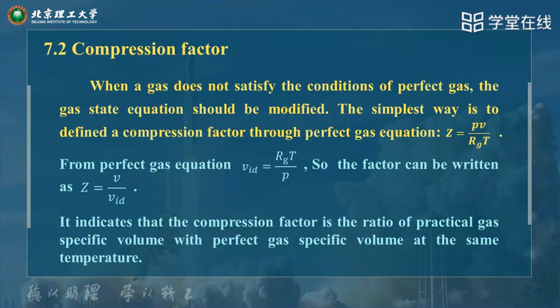Just as we can order Z equals PV over RgT. Certainly, if the gas is an ideal gas, here Z certainly equals 1. From the perfect gas equation, we obtain V ideal equals RgT over P. Here is the ideal gas specific volume. So the factor can be written as Z equals V over V ideal.